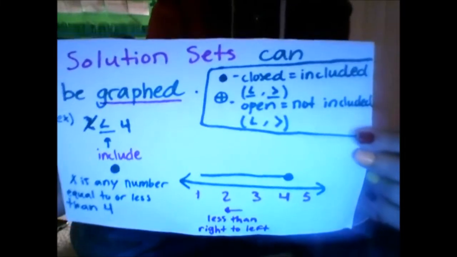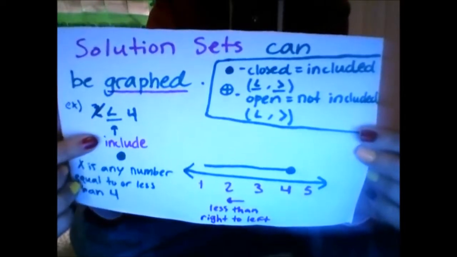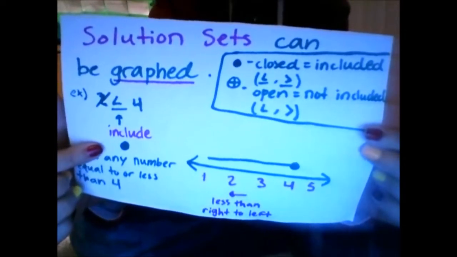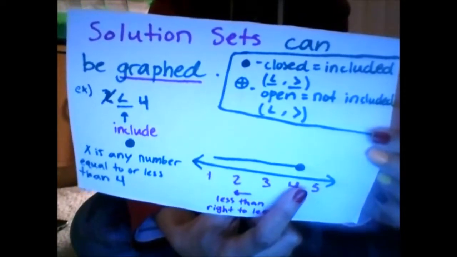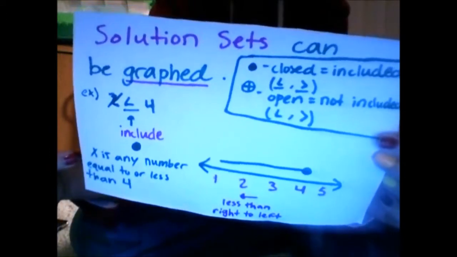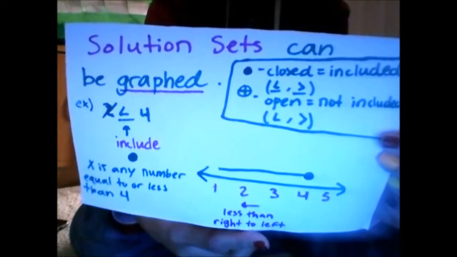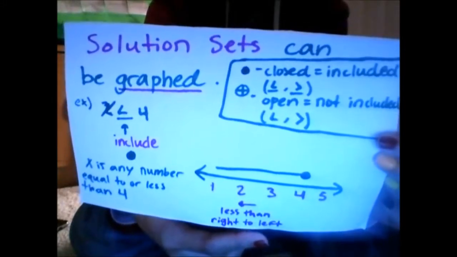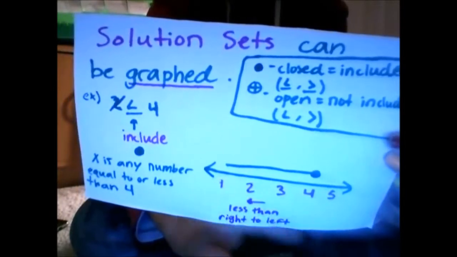An example of this would be the inequality x is less than or equal to the number 4. Because you are using the less than or equal to sign, you will include the number 4, because when reading this, x is any number equal to or less than the number 4. To graph this, you would put a closed circle over the number 4 and extend the line backwards from the right to the left.